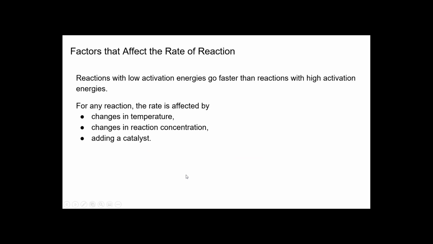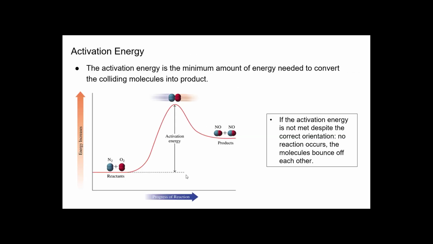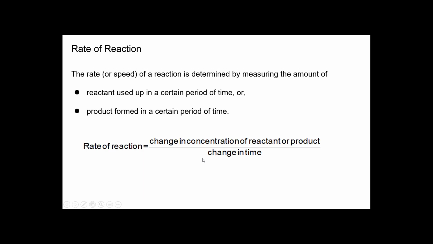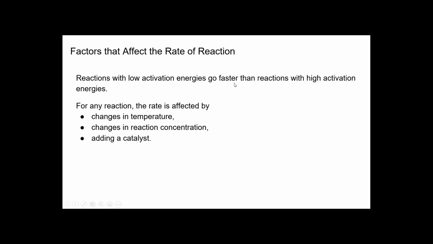So one of the factors that can affect the rate of reaction, there are a few that we're going to discuss. Reactions with low activation energies go faster than reactions with high activation energies. What this means is that the hill is not as steep. It might be lower, which means it doesn't require as much energy to produce products. So a lower activation energy is one of them.